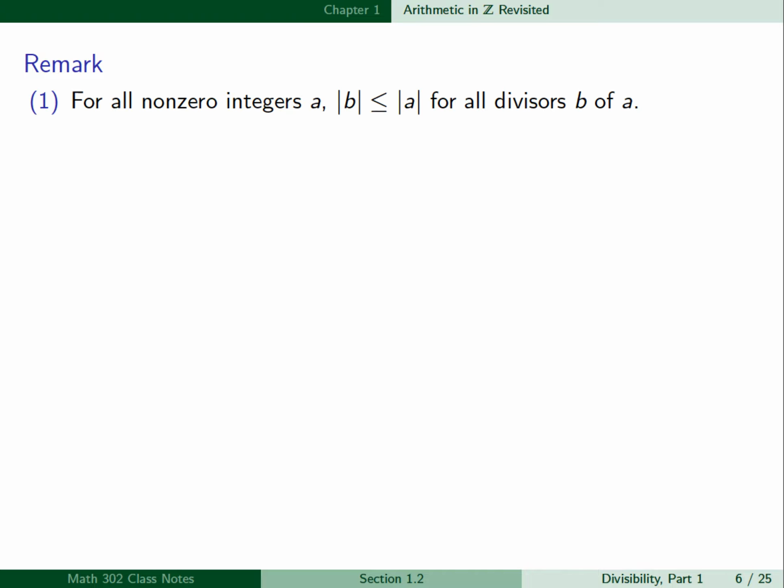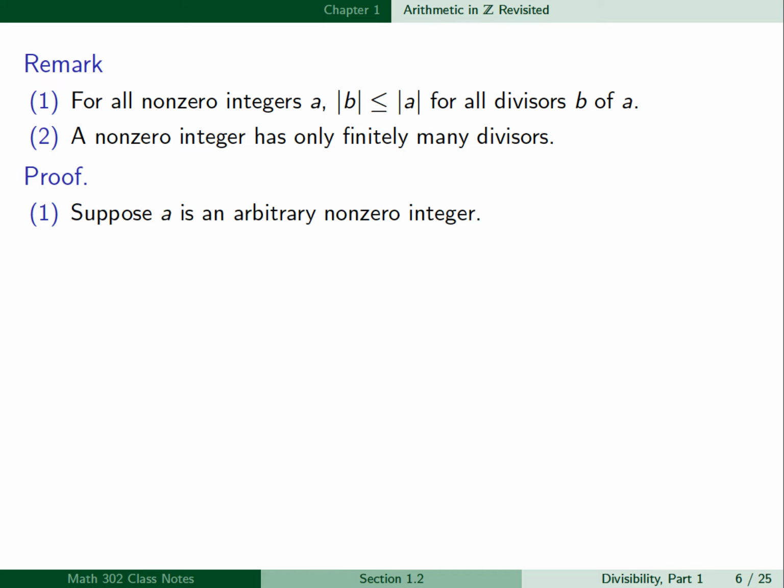For one final remark, we have first, for all non-zero integers a, the absolute value of b is less than or equal to the absolute value of a for all divisors b of a. So the absolute value of the divisors is less than or equal to the absolute value of the number being divided into. And secondly, we can state that a non-zero integer has only finitely many divisors. To prove one, let's suppose that a is an arbitrary non-zero integer, and let's suppose that b is an arbitrary divisor of a.